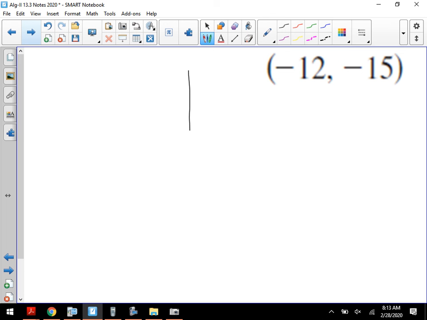So what quadrant is negative 12, negative 15? Third quadrant. Okay. So negative 12, negative 15, here-ish. I'll just label it negative 12, negative 15. Now, if I say that a point lies on the terminal side of an angle, again, the vertex of that angle is at the origin. So I would start here, and I would draw to this point.